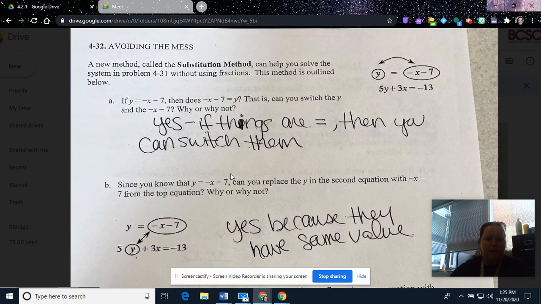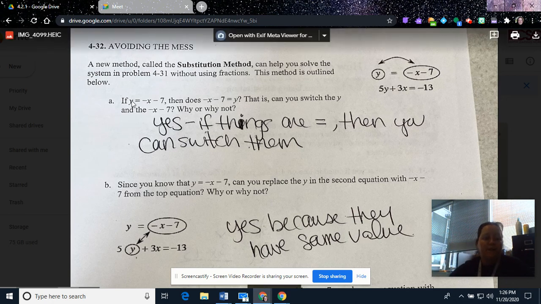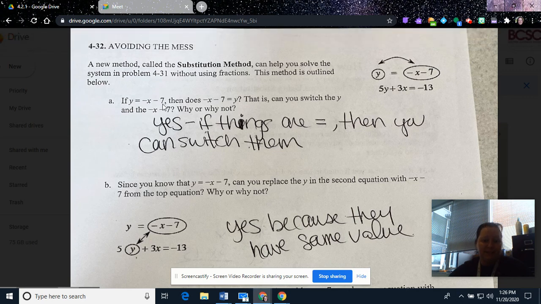There we go. So a new method called the substitution method can help you solve the systems in 4.3.1 without using fractions. And so we're going to go through the steps of that on this page. This is a great page to keep because it helps you through the thought process of how this works. If you know that y equals negative x minus 7, then does negative x minus 7 equal y? Of course, they are the same thing. They're on both sides of the equal sign, so you can put them in either direction and it's fine.